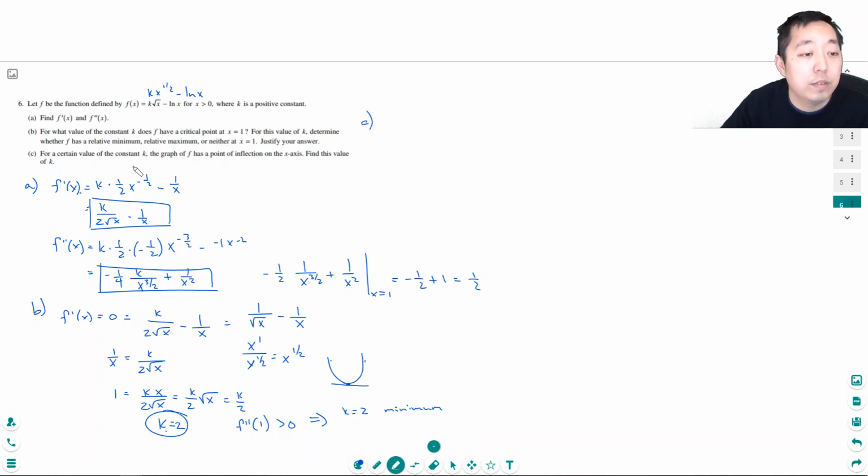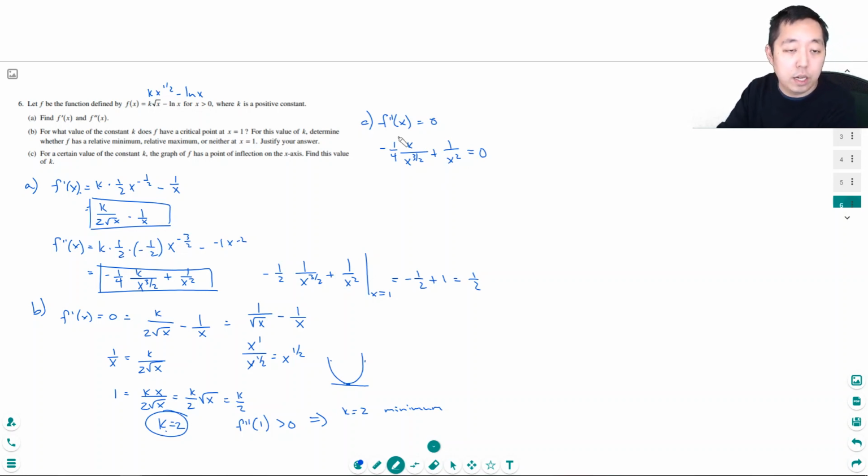Okay, part C. For a certain value of the constant k, the graph has a point of inflection on the x-axis. Find this value of k. Well, a point of inflection is when the second derivative changes signs, so it's 0 or undefined. So I have negative 1 fourth k over x to the 3 halves plus 1 over x squared has to equal 0. Now, this has to be on the x-axis, which is when the y value is 0. So f of x has to equal 0, which tells me that k root x has to equal ln x.